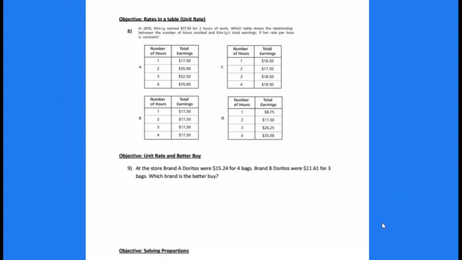Objective 8. Rates in a table. Unit rate. In 2010, Kim Lee earned $17.50 for 2 hours of work. Which table shows the relationship between the number of hours worked and Kim Lee's total earnings if her rate per hour is constant? So we are looking for $17.50 for 2 hours. In the first table, $17.50 is related to 1 hour. Same thing with table B.